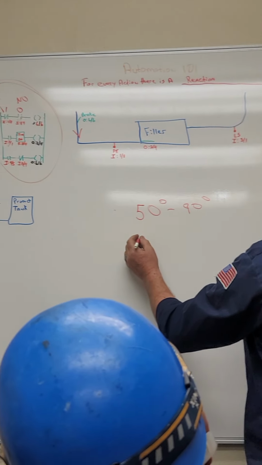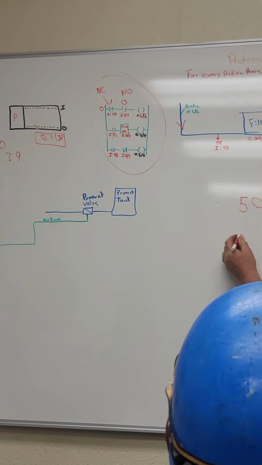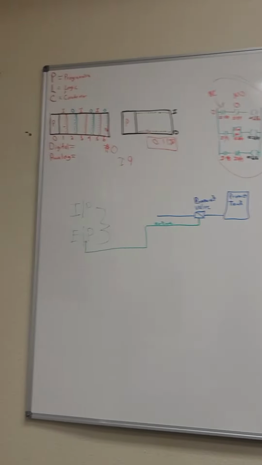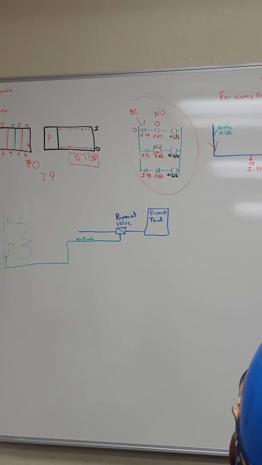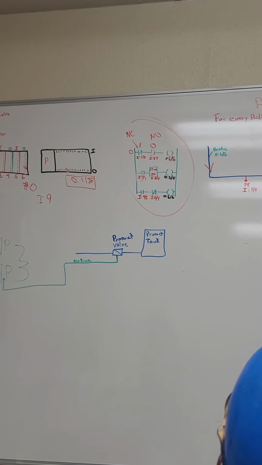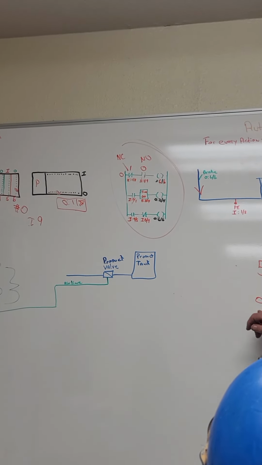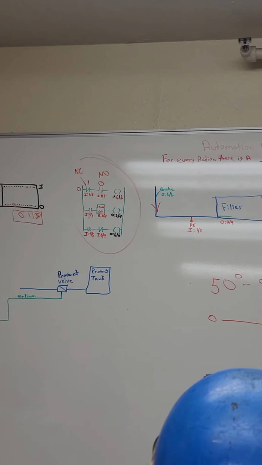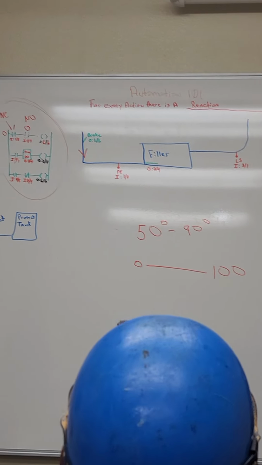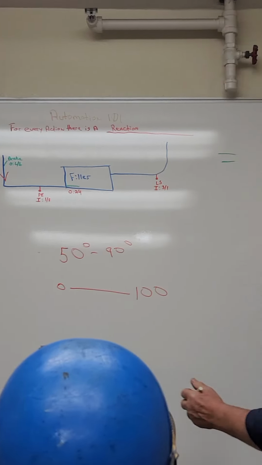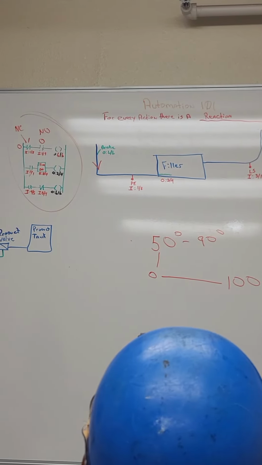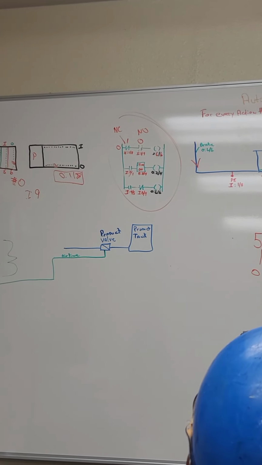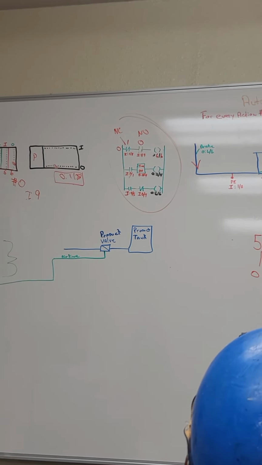So when you're dealing with analog, you're dealing with two sets of numbers. Everything must relate to 0 to 100. Analog has to have a starting place, and it has to have an ending place. 50 equals 0. 90 will equal 100.